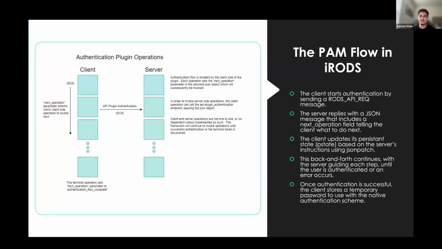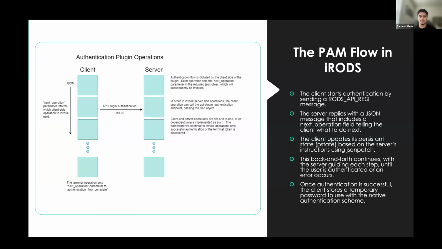To start, I'll cover the PAM flow in iRODS. So the first step in the PAM flow for iRODS is the client starting the authentication by sending a RODS API request message. And this essentially creates that handshake between the client and the server. Once this occurs, the server then replies with a JSON message that includes a next operation field telling the client what to do next, and also any other information that the client would need.